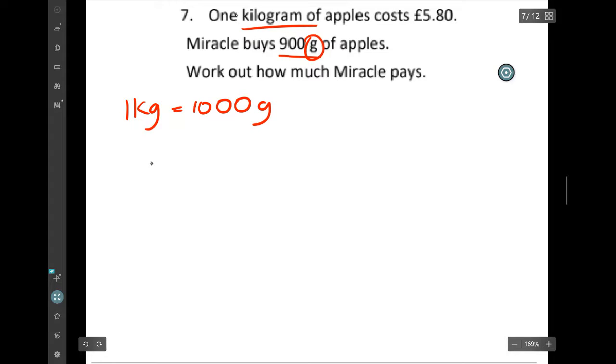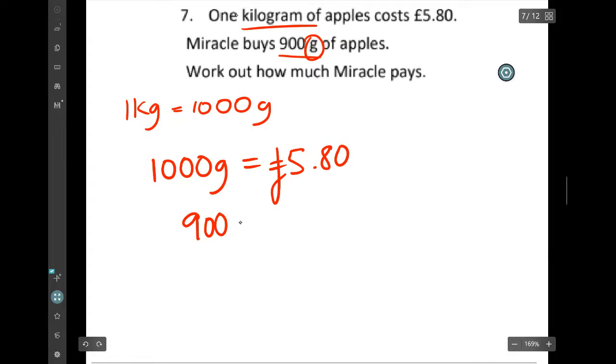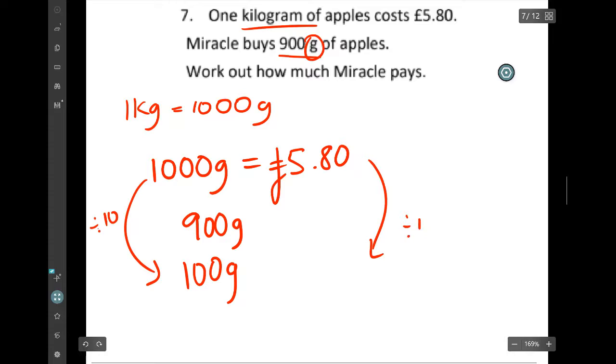So 1,000 grams costs £5.80. We're looking for 900 grams, so we can use scale factors. Well, if 1,000 grams is £5.80, what is 100 grams going to be? I'm going to have to divide by 10, so I'm going to do the same thing here, divide by 10.